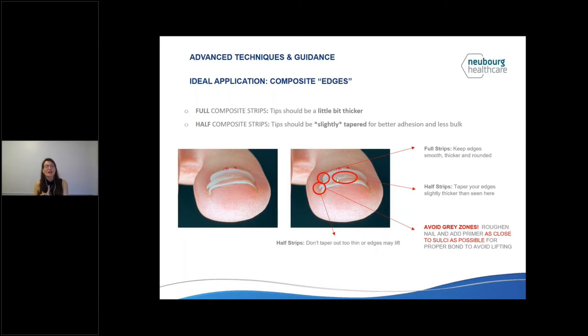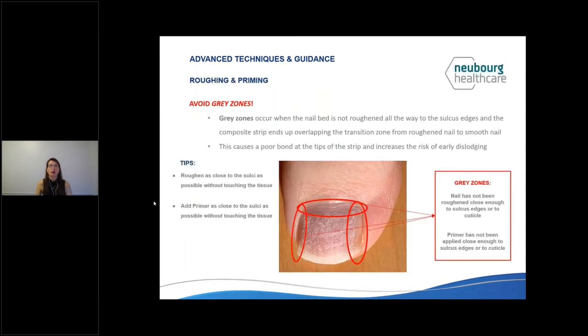We're going to talk about gray zones in a second, but very important here, guys. This is a really great example of a thinned out distal half strip that was a little bit too thin, and I also had a gray zone. So let's talk about gray zones now. Guys, gray zones is a thing that we definitely didn't really talk much about, if at all, in the original classes. You want to avoid gray zones at all costs.